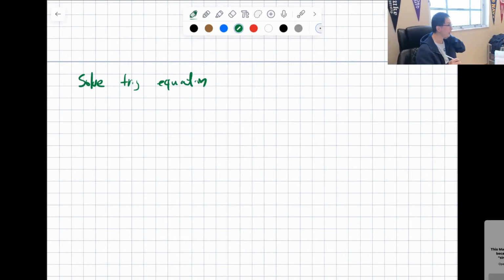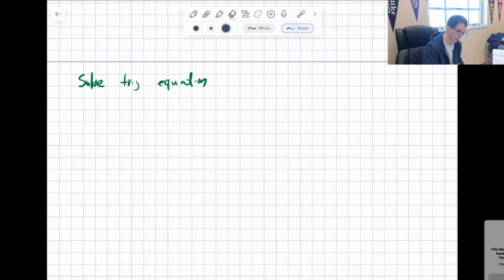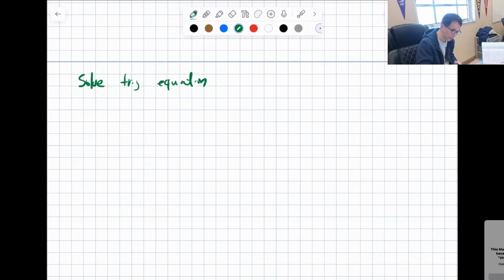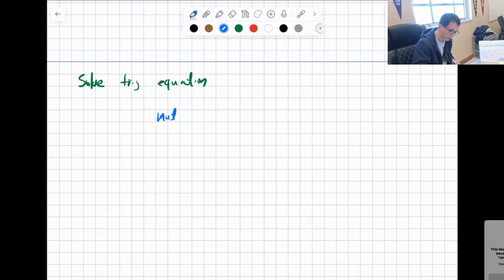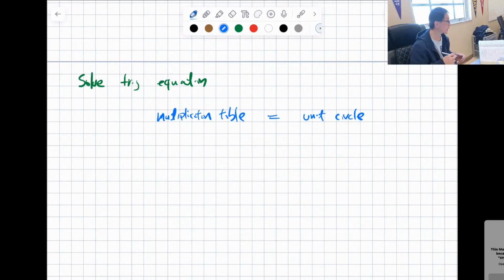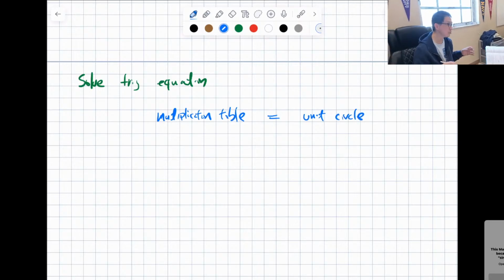Okay, compare with the multiplication situation. Multiplication is like a multiplication table. So multiplication table is equal to unit circle. Okay, that's exactly the same. Same situation. You just memorize everything. But what is the exact value?